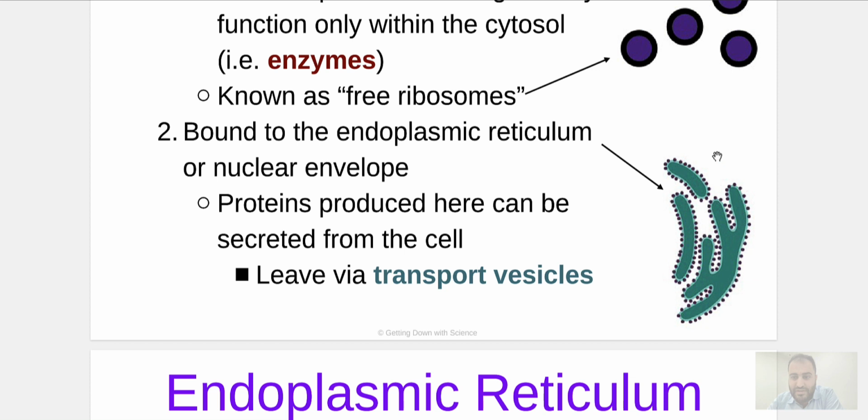And here come the different steps of sorting, modifying, and packaging proteins that happen in the Golgi apparatus. After proteins are produced here in the rough ER, they are transported through vesicles to the Golgi apparatus, which is another membrane-bound organelle at the edge of the cell.